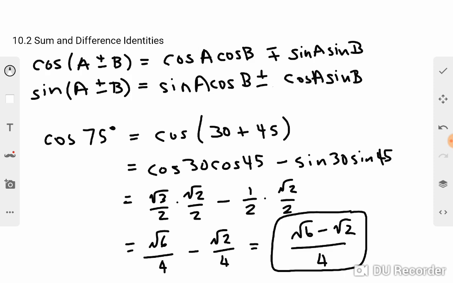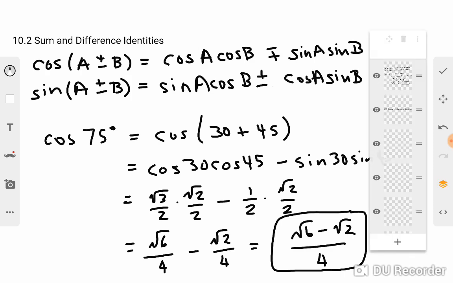Okay, so that's one example. You can use it to find values that we wouldn't otherwise know. We can also use this to prove some of the identities that we had seen looking at a different way. So let's try to prove an identity using these.